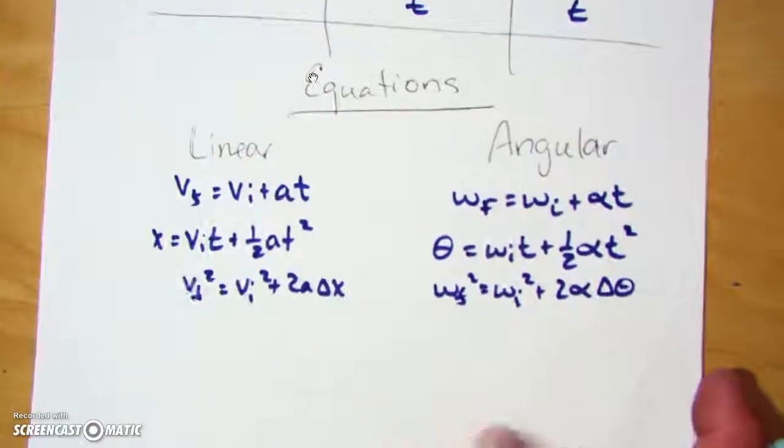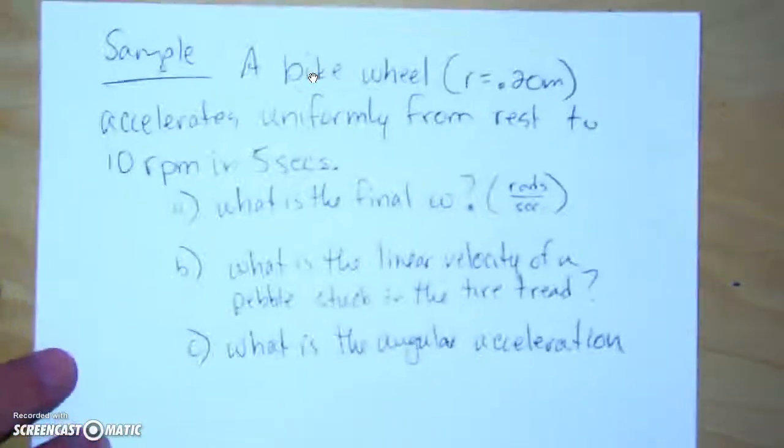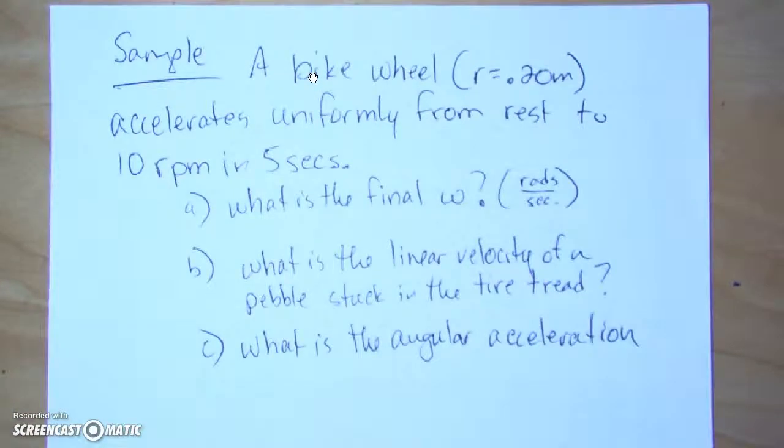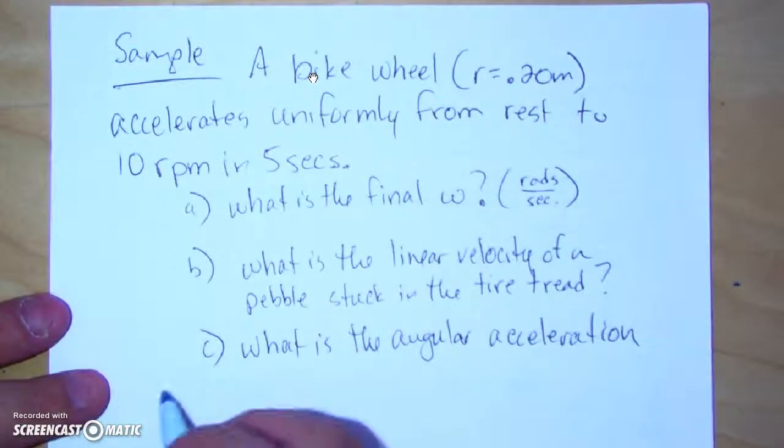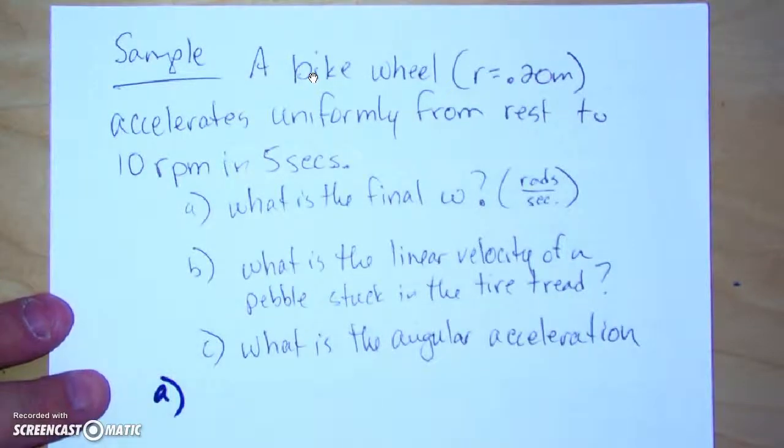Now let's do a simple sample problem. We'll do more in class, but let's do at least one so you have it. Let me see if I can find one. So a bike wheel of radius 20 centimeters, 0.20 meters, accelerates uniformly from rest to 10 RPMs in 5 seconds. What is the final omega? For part A, you might want to stop it right there and copy down the question, leave yourself to answer it. Or you can listen to me and try and keep up.